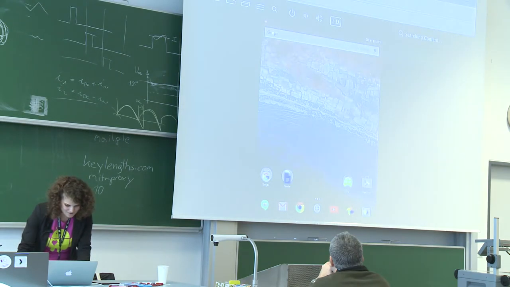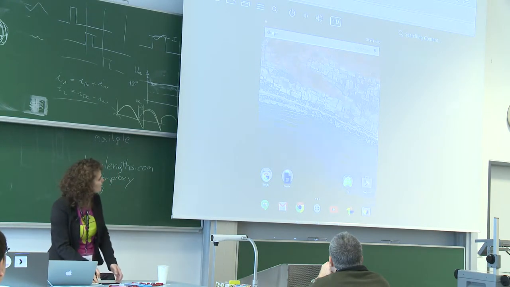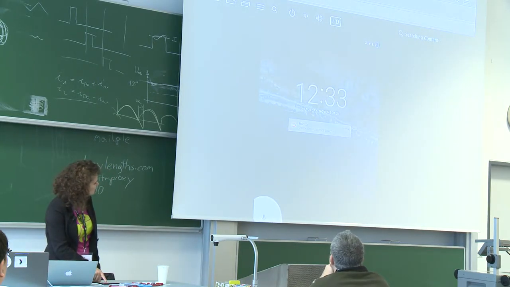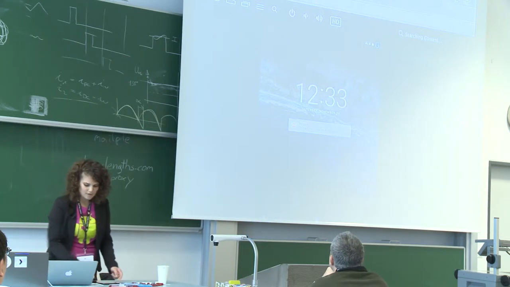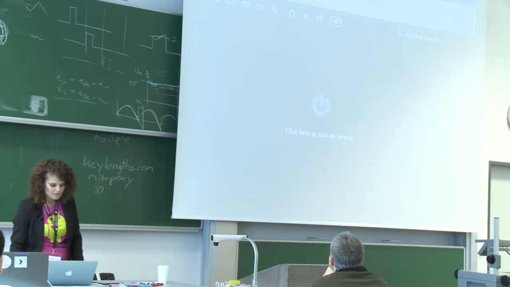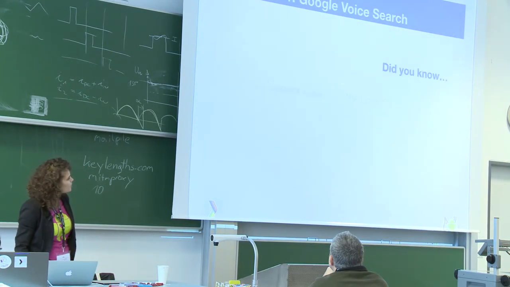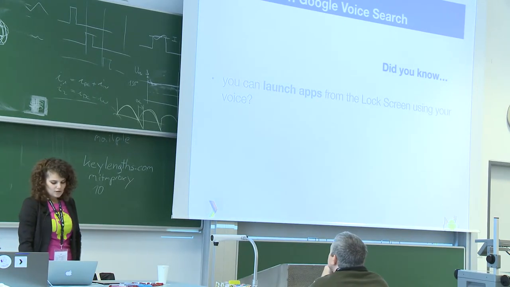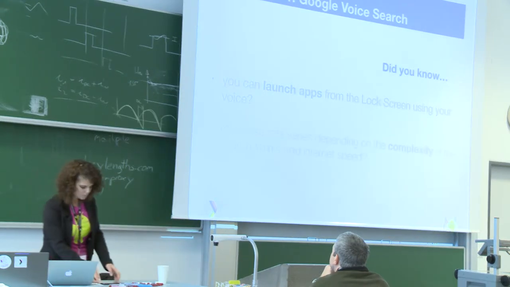So here you can see, if I lock this, you can see it down here. This is the Google Voice search. This is a new thing in Android M, and you can launch apps directly from the lock screen using the Google Voice search. It also has a completely new look, and you will see this.